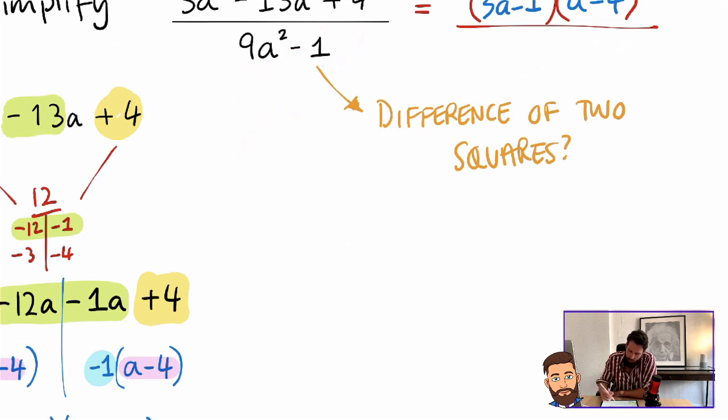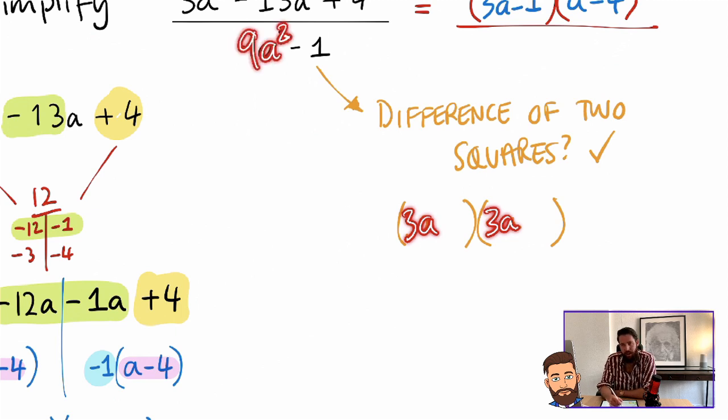So we're going to need 2 brackets. We're definitely going to need an a and an a, but how are we going to make 9a squared? What do you times together to make 9? 3 and 3. So look, 3a times 3a would give me 9a squared. 3 times 3 is 9, a times a is a squared. And then I need the square root of this, remember? What's the square root of 1? 1. So I need plus 1 and minus 1.